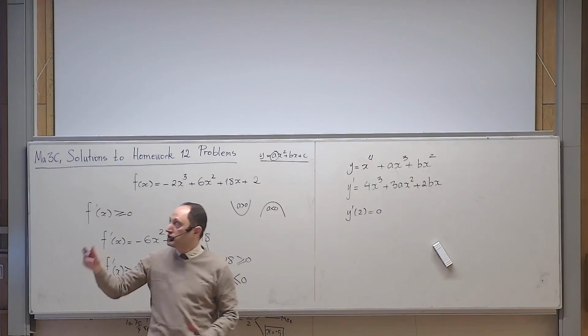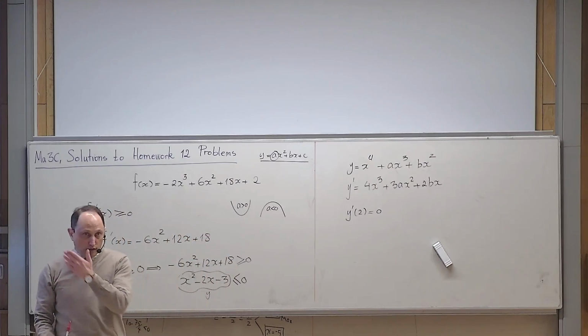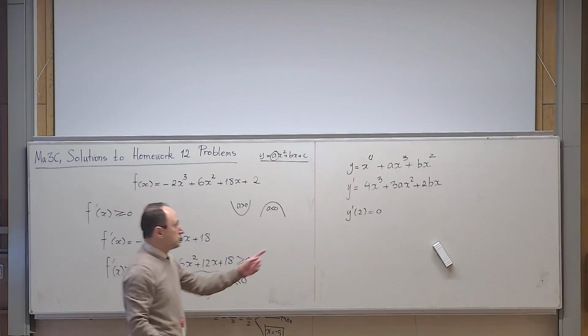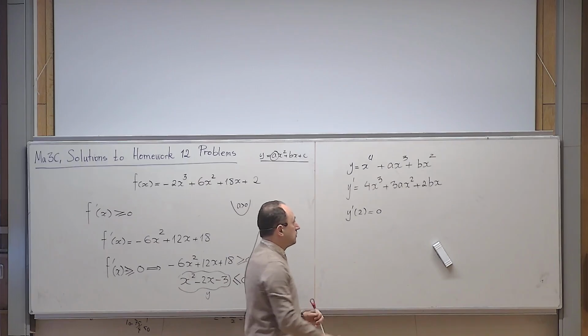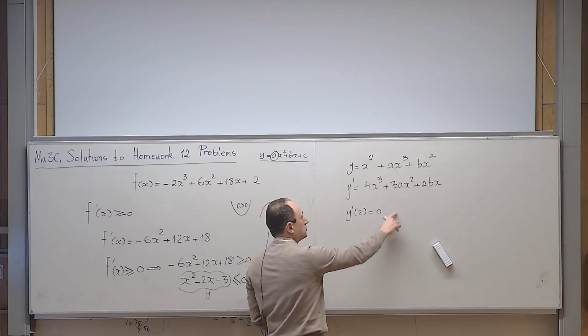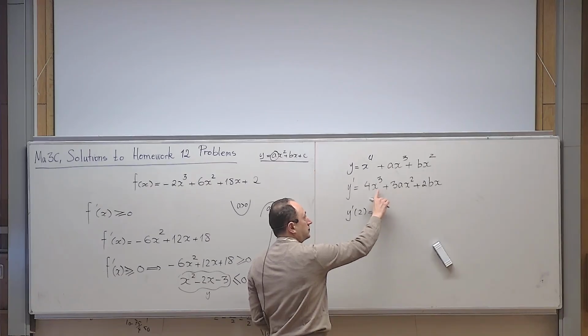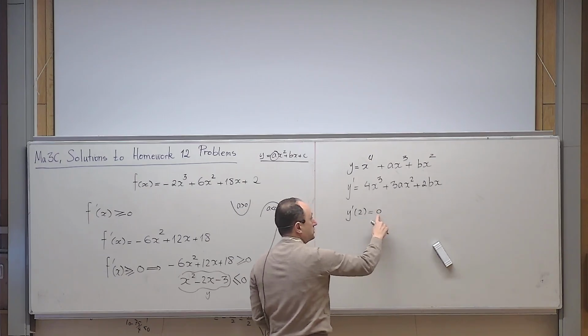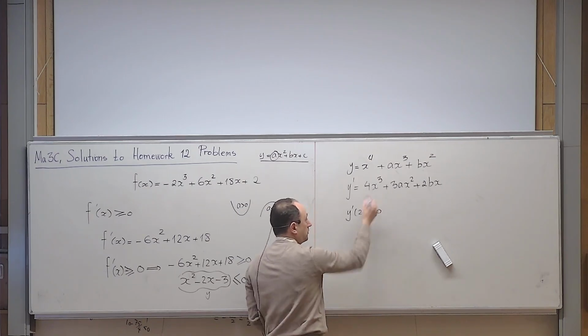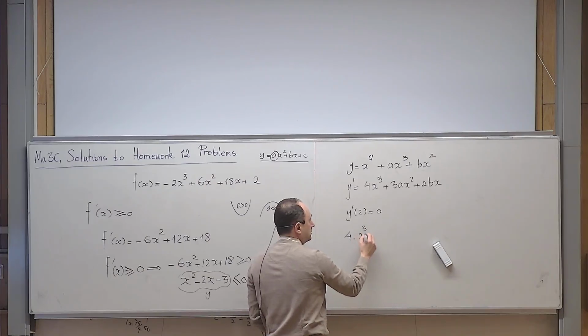Why? Because you see that the x-coordinate of the local minimum point is 2. So it means that the slope at x equals 2 is 0. What does this mean? It means that if you go to your derivative and replace x with 2, the answer is supposed to be 0. So I will do that. I will replace x with 2.